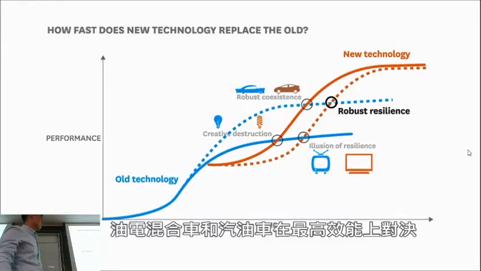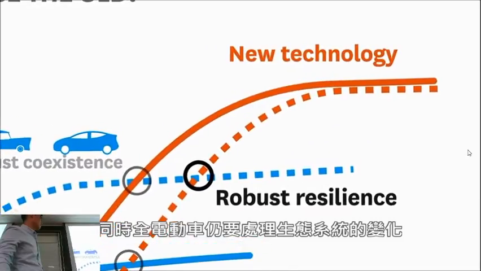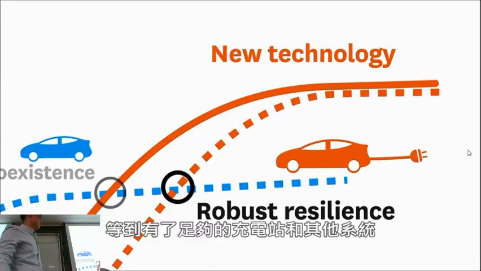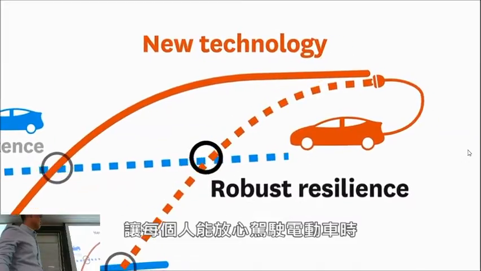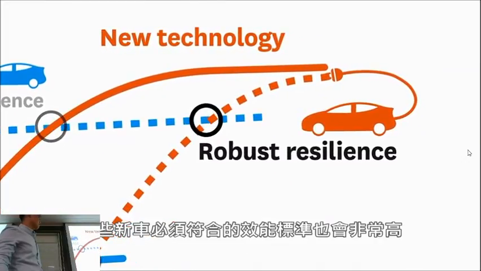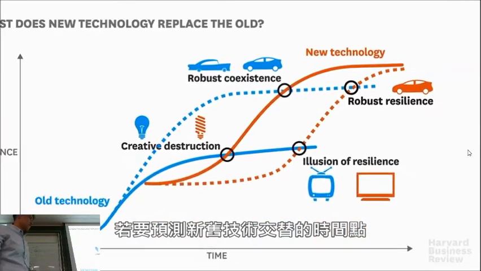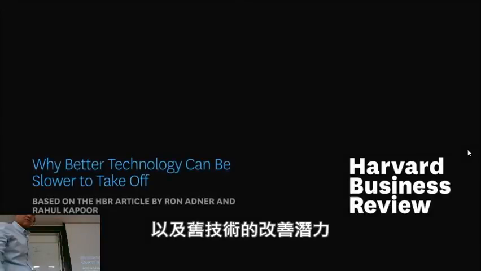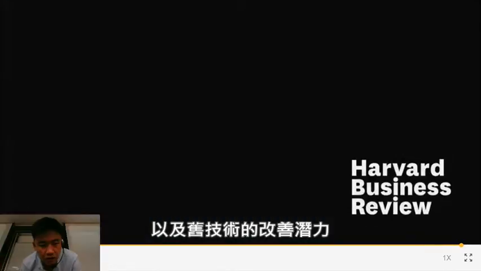For example, while hybrid and gasoline cars battle it out for the highest performance, fully electric cars are still dealing with the ecosystem changes necessary to make them mainstream. By the time there are enough charging stations and other systems in place for everyone to feel comfortable driving a fully electric car, the performance standards that these new cars must meet will also be incredibly high. To predict the timing of substitution, both startups and incumbents must pay attention to both their ecosystem and the old technology's potential to improve.